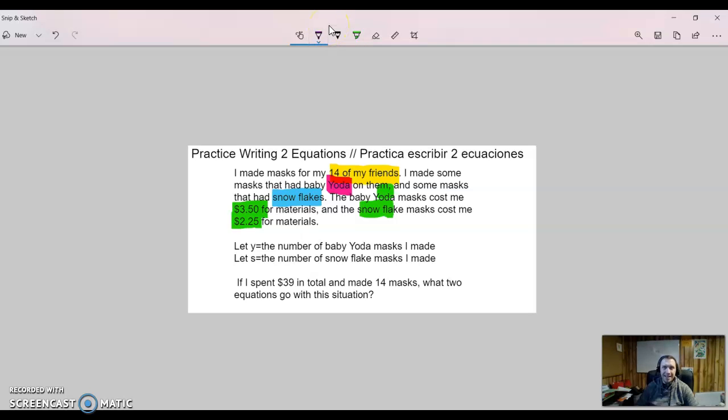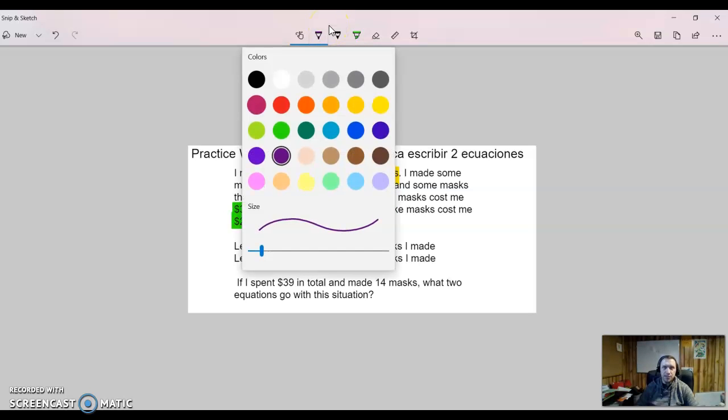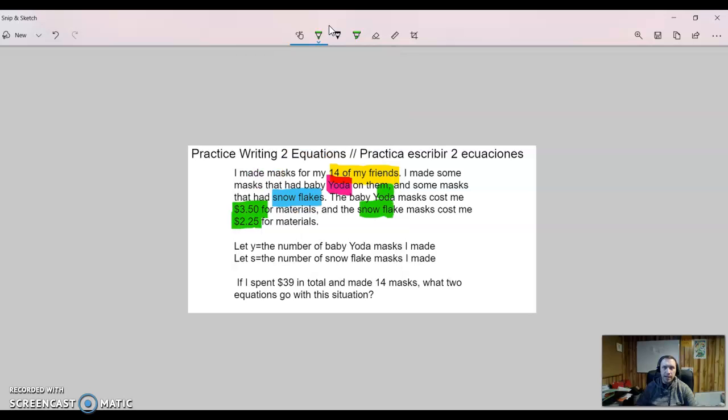All right, and then the prompt is given to you. We're going to let Y be the number of Baby Yoda masks, S be the number of snowflake masks, and we know we spent $39 in total and made 14 masks. These numbers right here, the 39 and the 14, feel like important totals. So think about this, 14 masks, $39 total. And maybe that can help you think about what these equations will end up equaling.